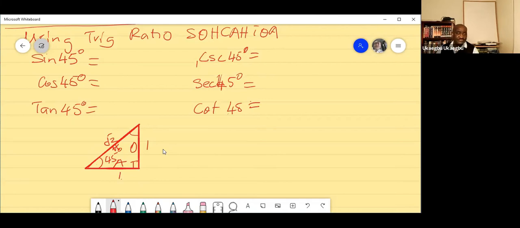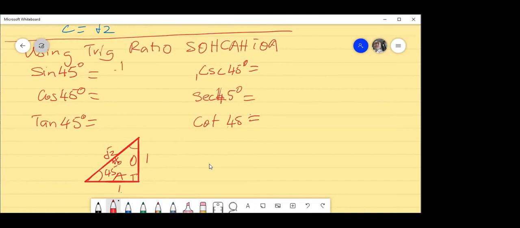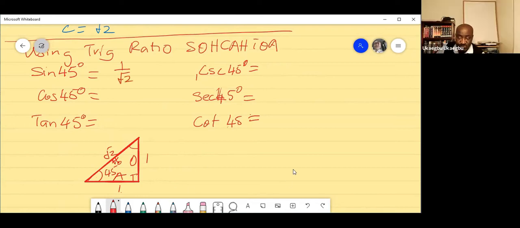Yeah, go. 1 over... Okay, sine is what? Look at the SOHCAHTOA again. Sine is what? Opposite over hypotenuse. Okay, good. So now which one is the hypotenuse? Look at the triangle again. Okay, so it's 1 over the square root of 2. Exactly, yes. So it is 1 over square root of 2. Thank you. Next, I'm going to be calling names randomly.